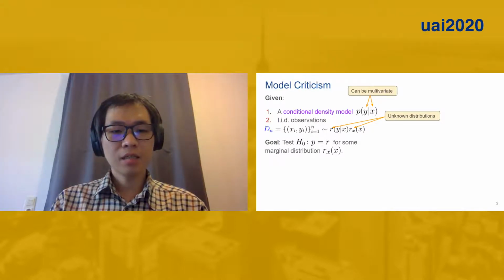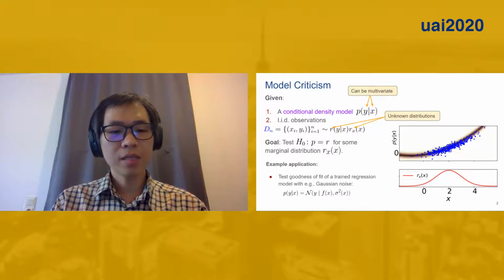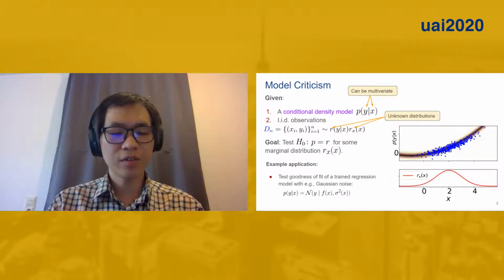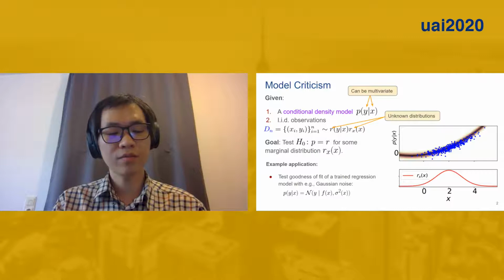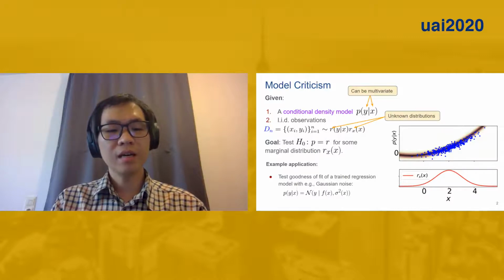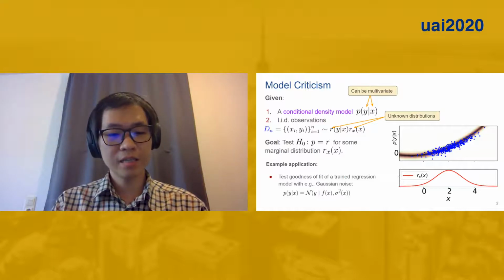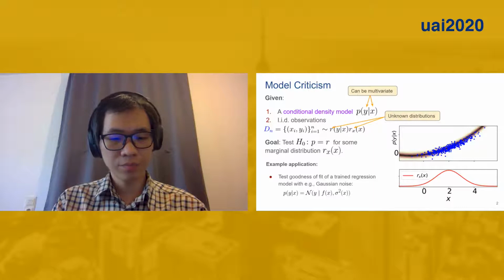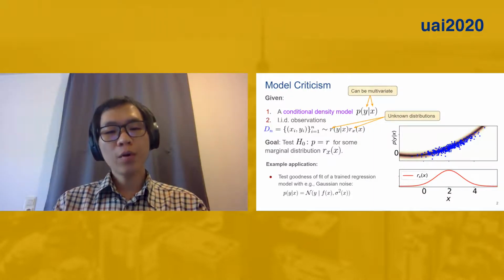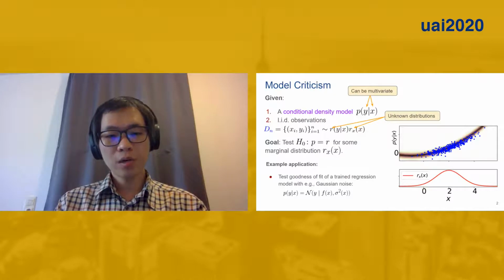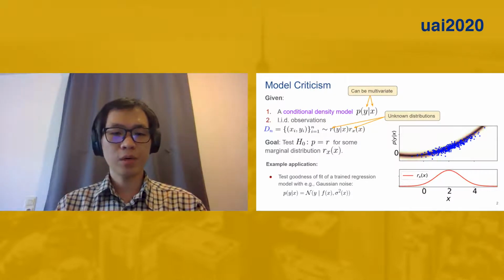So an application of this work would be to test goodness of fit of a trained regression model with, for example, Gaussian noise. If you use the Gaussian noise, then p(y|x) would take this form, where f(x) is the conditional mean, and for some variance function. So here's just an illustration. But in general, the conditional model that we test doesn't have to be a regression model. It can be any arbitrary conditional distribution.